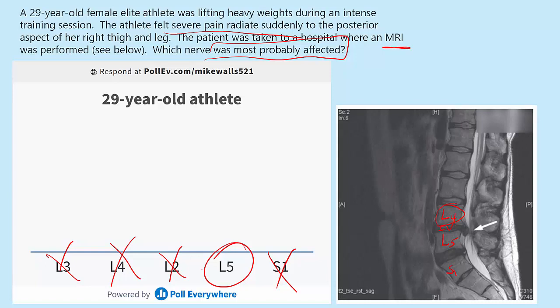This will be true with the cervical vertebrae and the cervical nerves too. I'll talk about that later on, but cervical nerves, even though they come out from above that vertebra, the nerve that actually gets compressed is going to be the one below that intervertebral disc. So this will be true across the board.